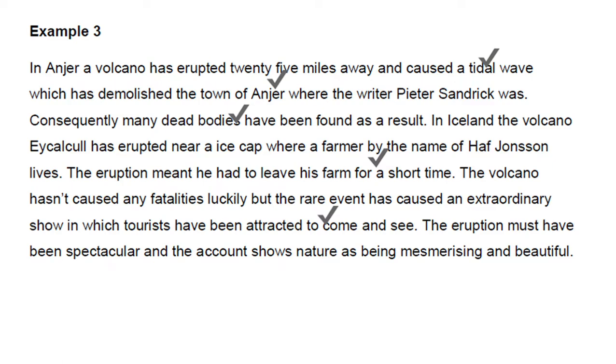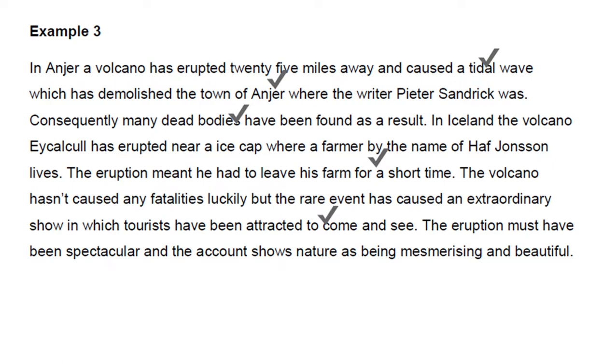So we've got 3 marks now from one text. So we need to make sure there's at least 1 mark from the other text. And of course there is. In Iceland, the volcano has erupted near an ice cap where a farmer by the name of Half Johnson lives.